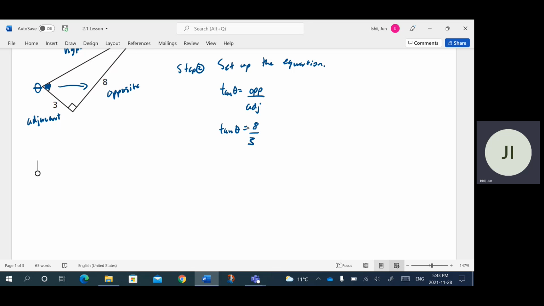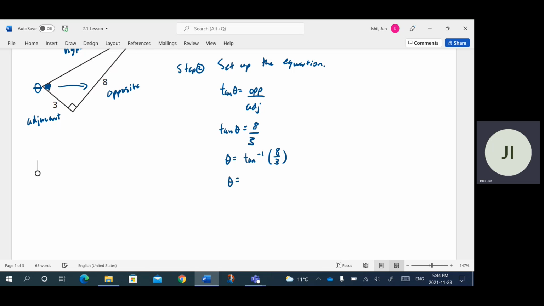All right, so this is how we set up the equation. Tangent theta is equal to 8 over 3. So I subbed in the values for the opposite side and adjacent side. To figure out the value of the angle theta, what we need to do is something called a tan inverse, tan to the -1. This is just notation to find the actual angle. So I'm going to write tan inverse bracket 8 over 3.